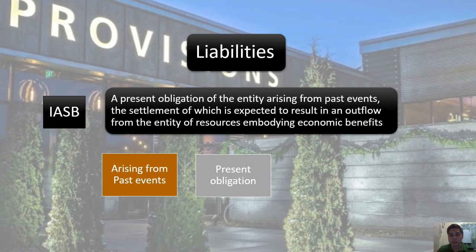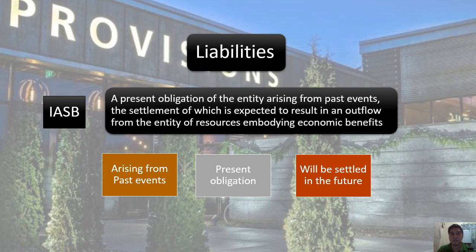Second, it should be a present obligation. So meaning future obligations are not included. There should be a present obligation. Then the last part is it must be settled in the future. If it will not be settled in the future, then this transaction should not be recorded under liabilities even if there is a past event and there is a present obligation.